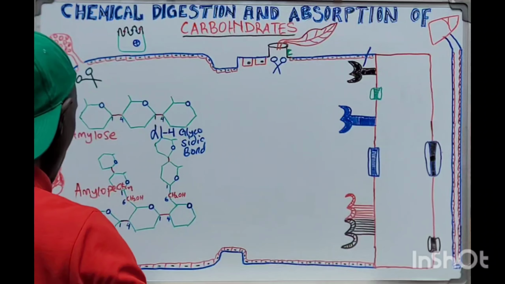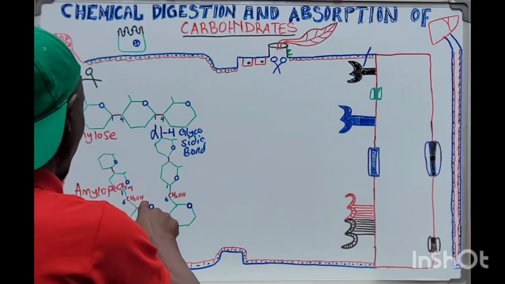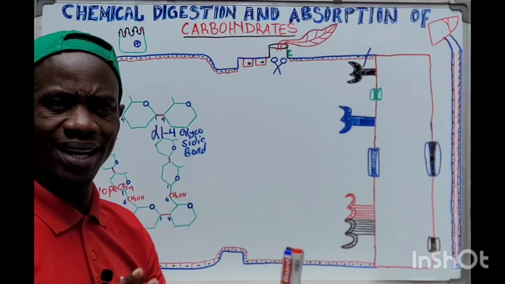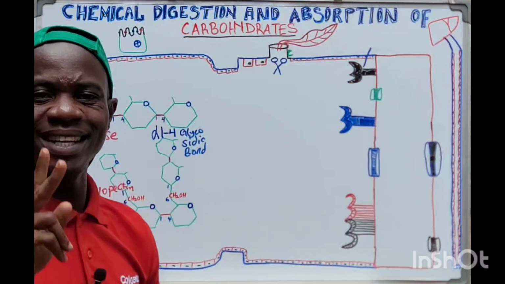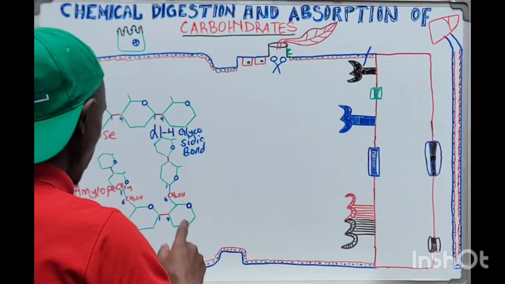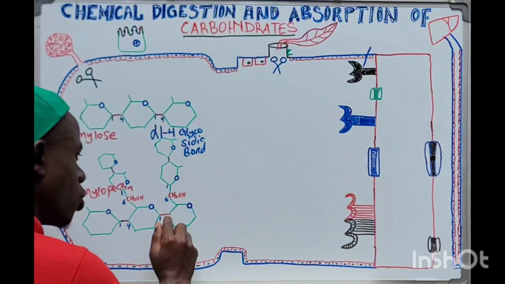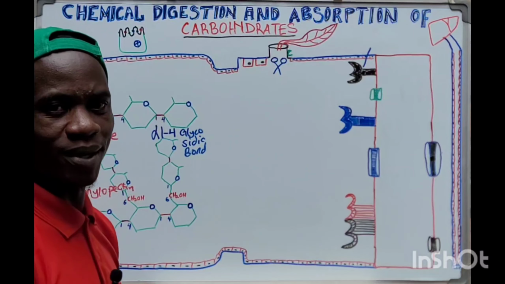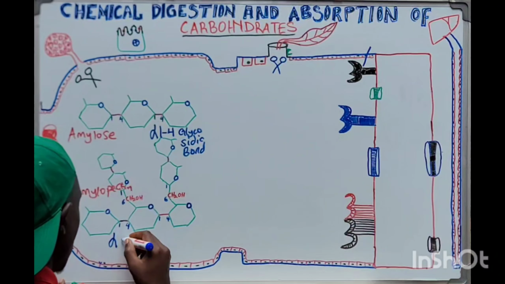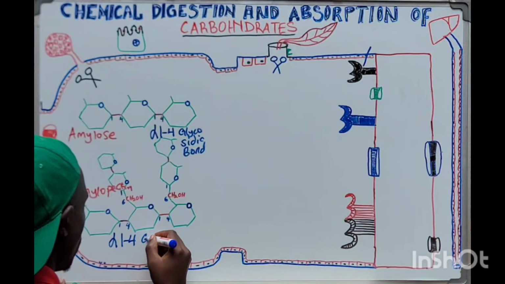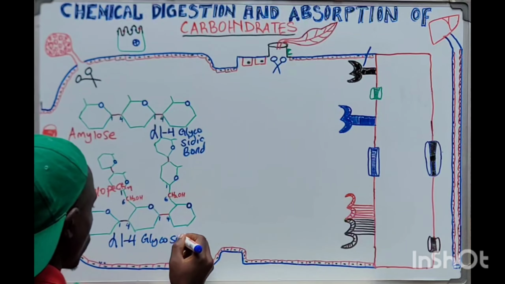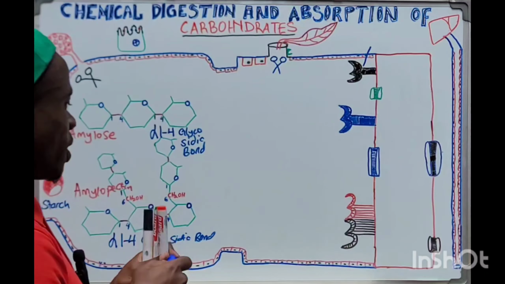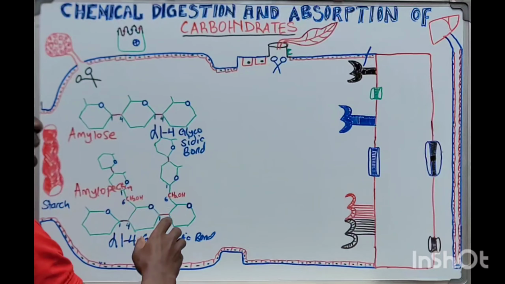Now, when we come to the amylopectin, this one is somehow a bit different because it's going to be a long chain of polysaccharide having a lot of branches. It has two types of bonds. The first bond is this kind of bond which is going to be on carbon number 4 and carbon number 1. And this type of bond is what we call alpha 1 to 4 glycosidic bond.